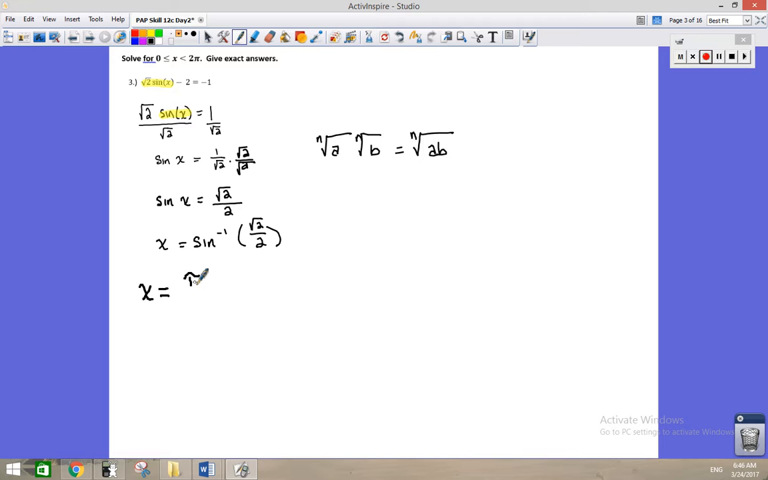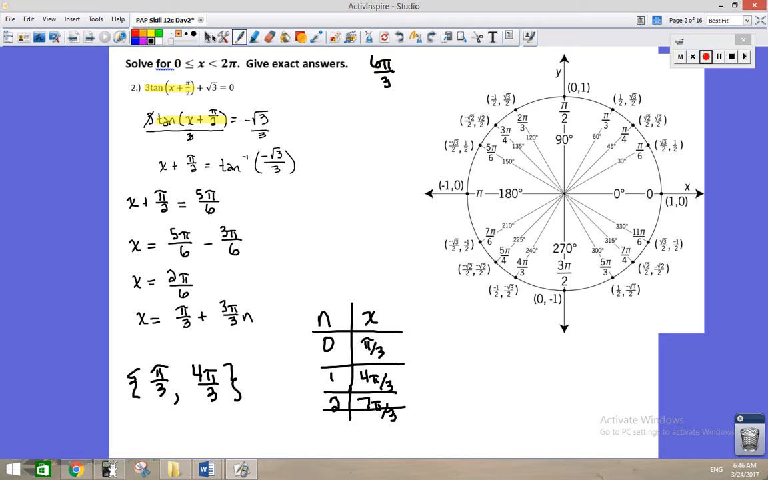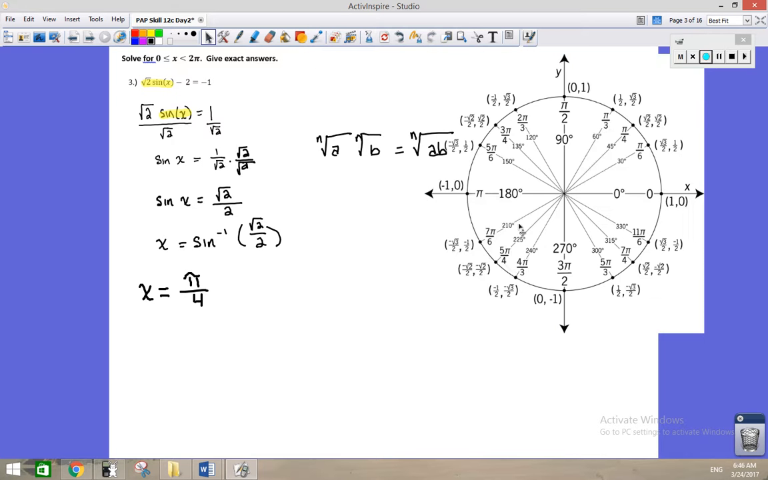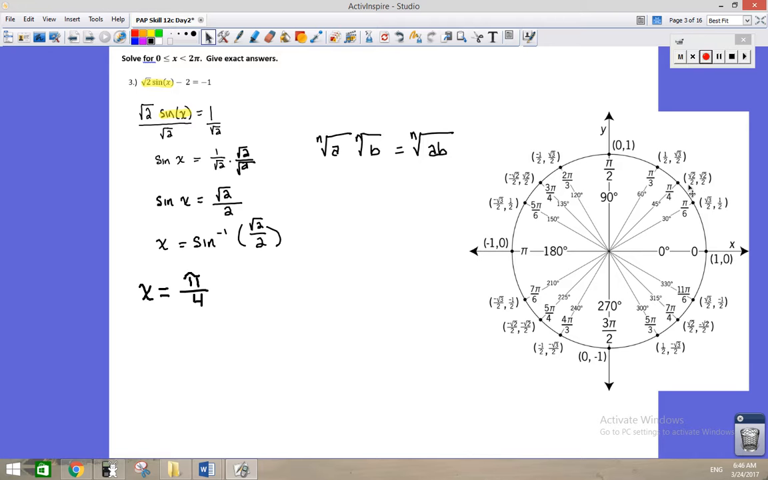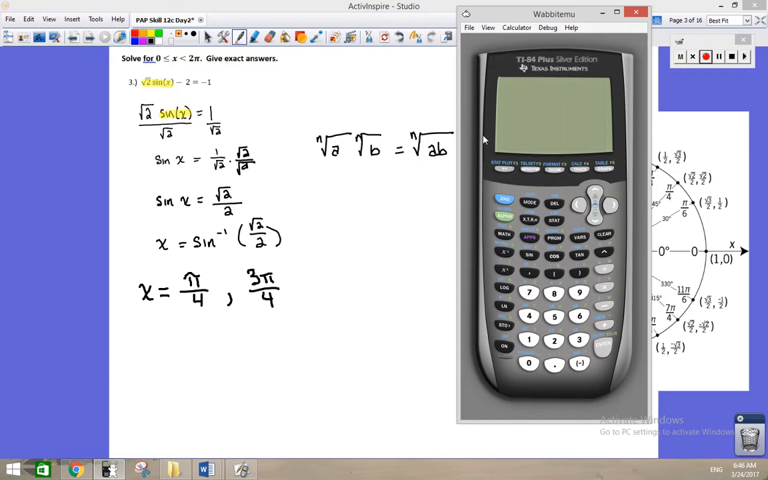So in quadrant 1, I've got pi over 4. I've used the unit circle enough that I have it memorized. At pi over 4, the y coordinate is radical 2 over 2. Well, also at 3 pi over 4, it's positive radical 2 over 2 as well, the y coordinate. So although there's infinitely many solutions, those are the two that are solutions to this equation that are between 0 and 2 pi. You could check that on a calculator.